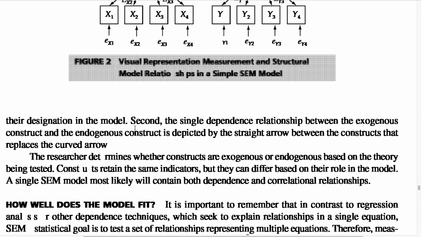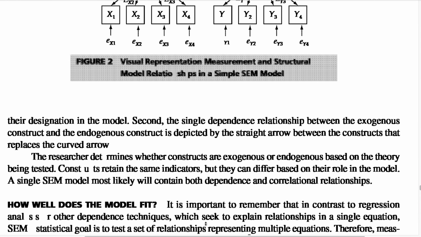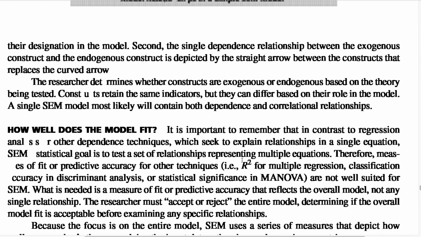Visual representation of the measurement and structural model relationships in a simple structural equation model. Second, the single dependent relationship between the exogenous construct and the endogenous construct is depicted by a straight arrow between the constructs that replaces the curved arrow. The researcher determines whether the constructs are exogenous or endogenous based on the theory being tested. Constructs keep the same indicators, but they can differ based on their role in the model.